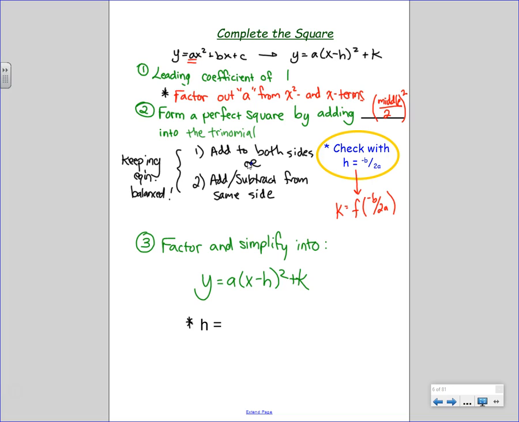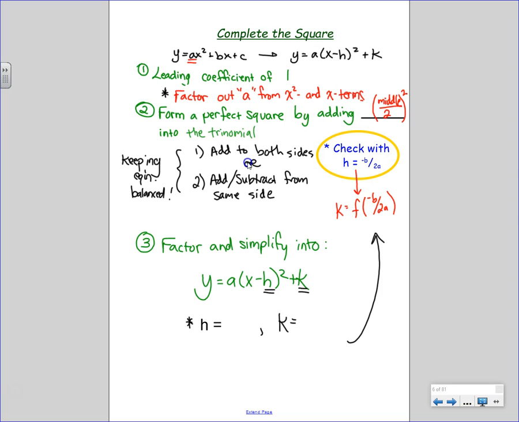Once you factor and simplify into the standard form that we talked about, you should be able to see your vertex. You should be able to pull out what h is and pull out what k is just by looking at the form up above. But if you do want to check, you can check with the formula negative b over 2a for h and then plug it in and simplify for k.